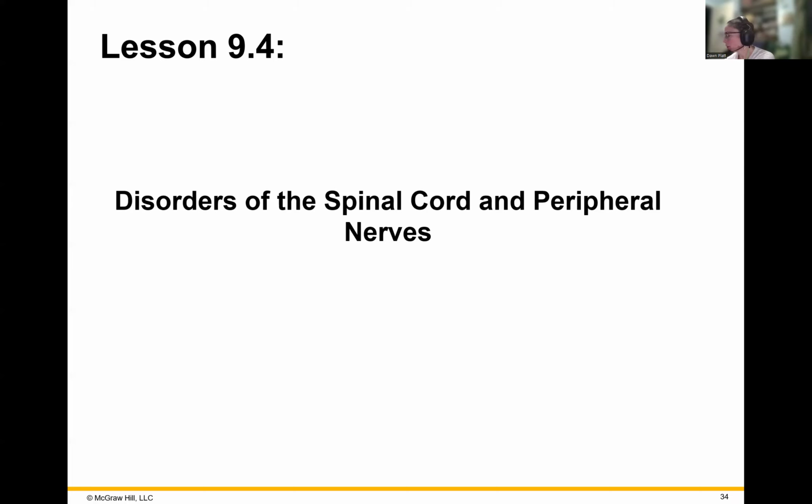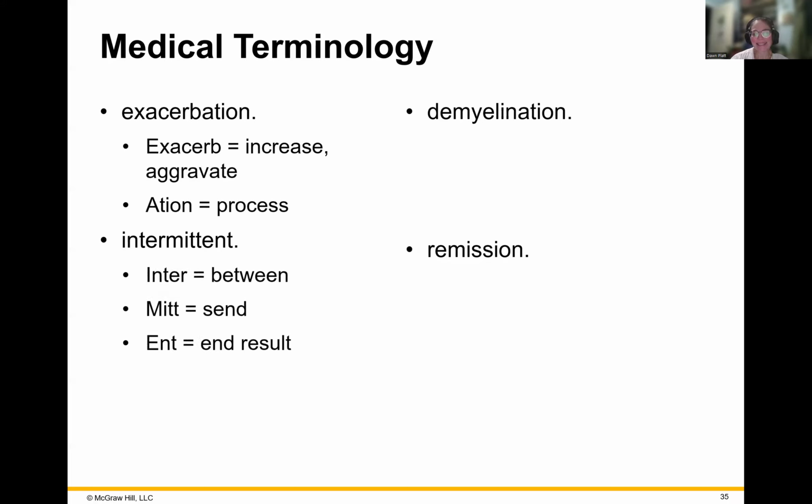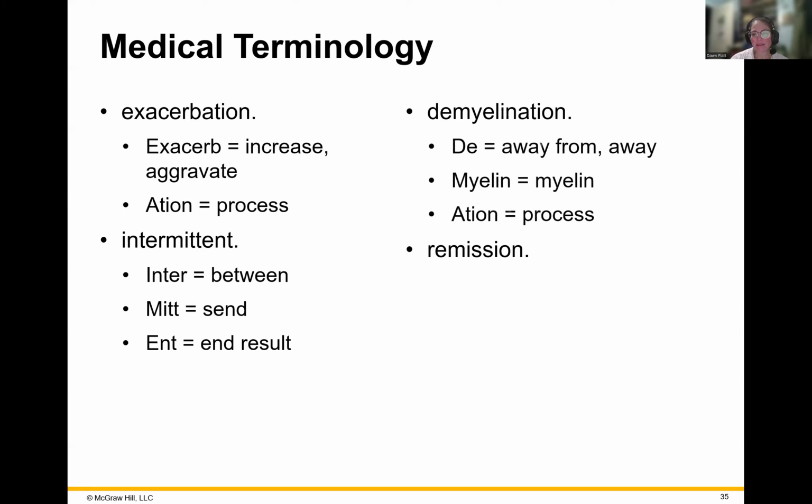Disorders of the spinal cord and the peripheral nerves. All right, some medical terminology. These aren't conditions. These are just terms that you might see. This has to do with multiple sclerosis, on page 291. Multiple sclerosis is a condition, but these are some terms that go along with it: exacerbation, intermittent, demyelination, and remission.